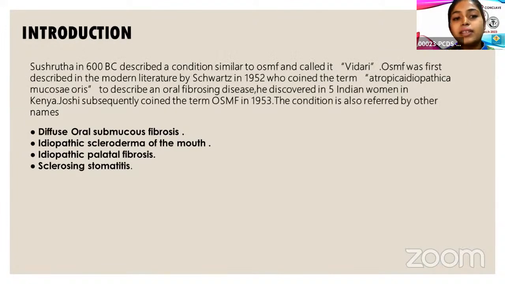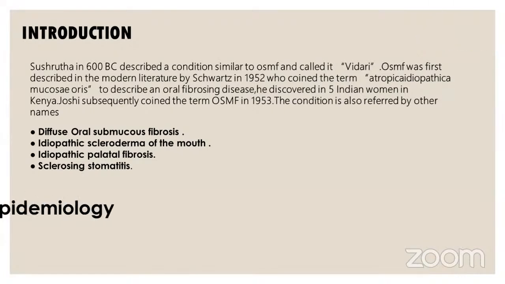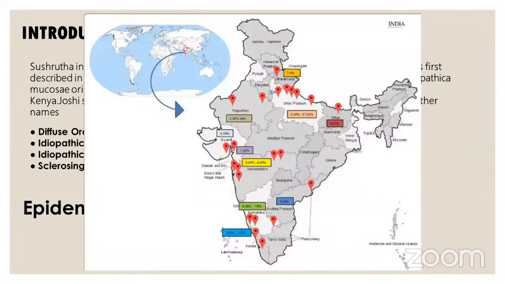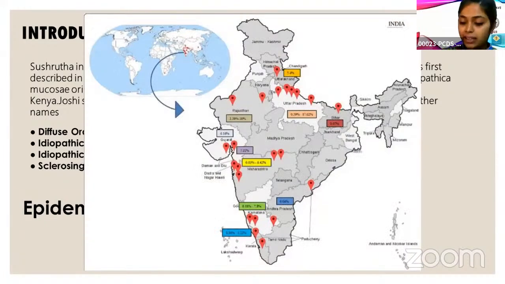Sushruta in 600 BC described a condition similar to it, called Vidari. There are different other names for it: diffuse oral submucous fibrosis, idiopathic scleroderma of the mouth, idiopathic palatal fibrosis, and sclerosing stomatitis. Talking about epidemiology, in India, betel nut and areca nut chewing is highly prevalent, increased in Gujarat, Chandigarh, Rajasthan, and UP. Its prevalence is 0.2 to 2.3% in males and 1.2 to 4.6% in females.